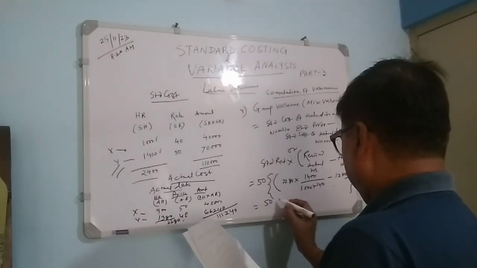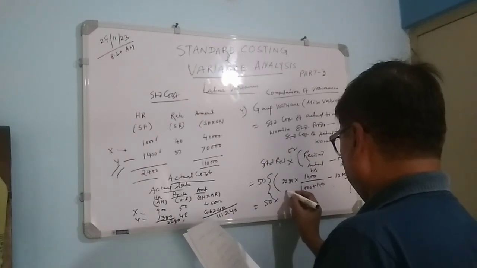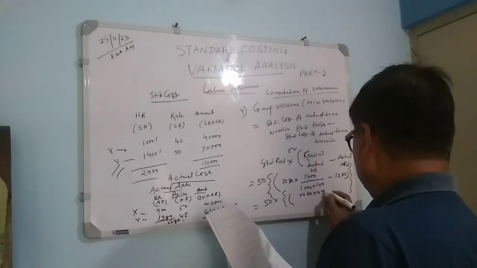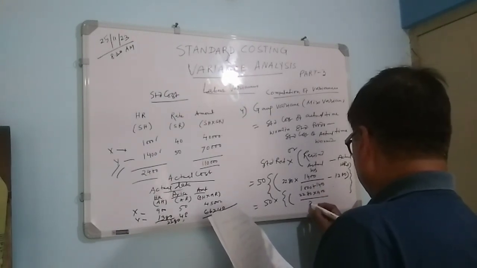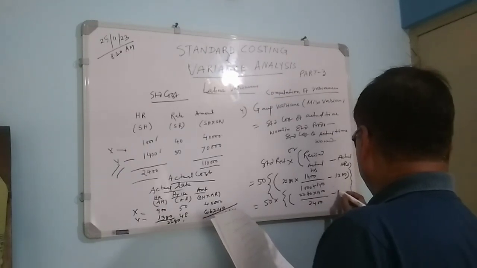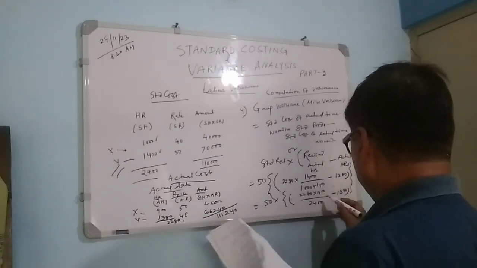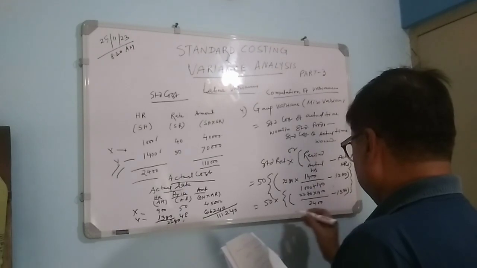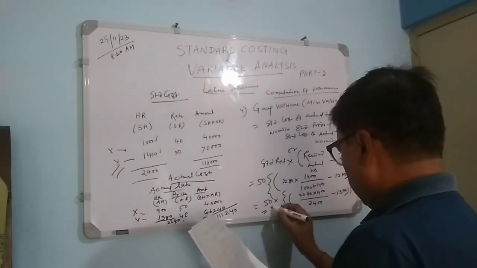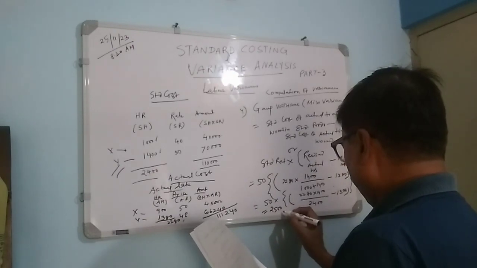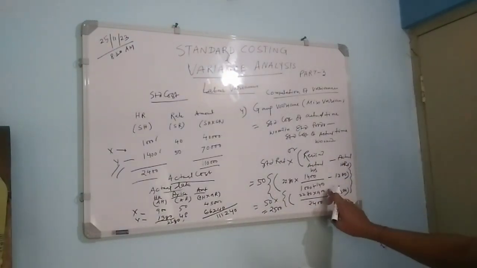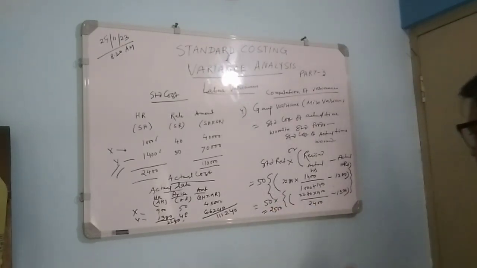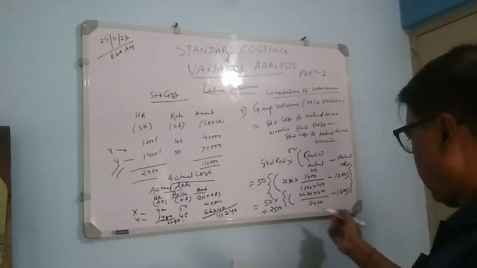So if you solve these things, we can do it very easily this way. 50 into 2280 into 1400 by 2400 minus 1380. If you calculate this way, the total figure will come, this is 2500. Now you just multiply, divide, and subtract. You do it on your calculator.